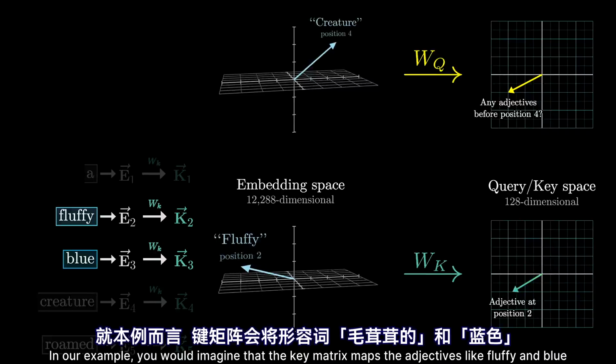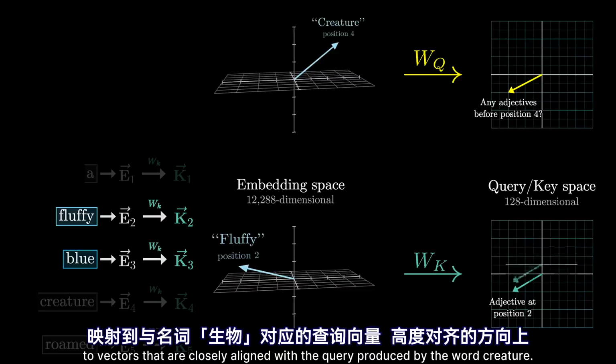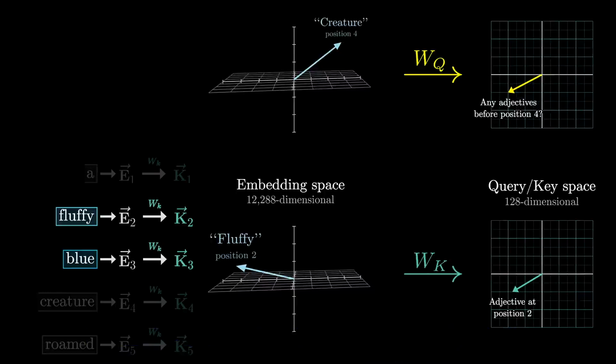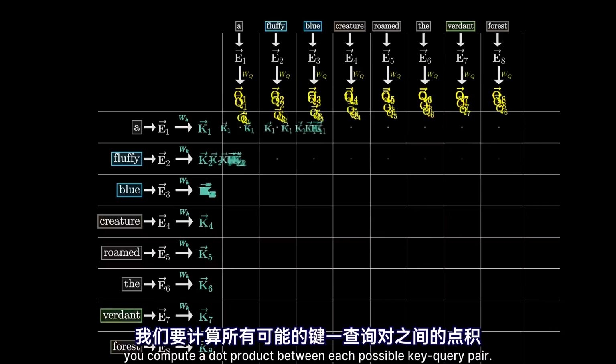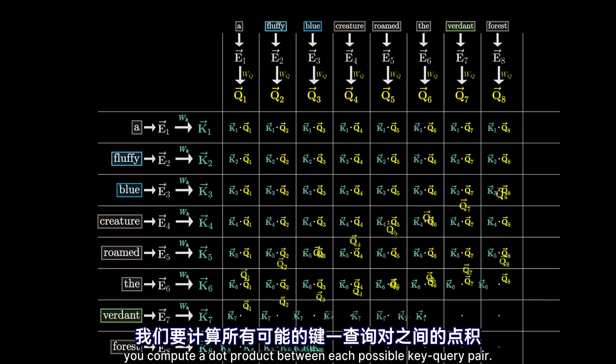In our example, you would imagine that the key matrix maps the adjectives, like fluffy and blue, to vectors that are closely aligned with the query produced by the word creature. To measure how well each key matches each query, you compute a dot product between each possible key-query pair.